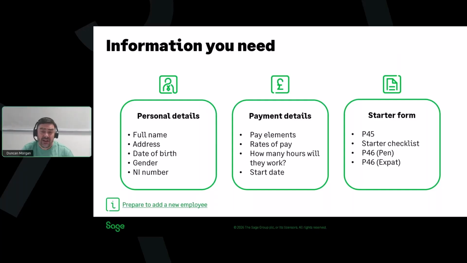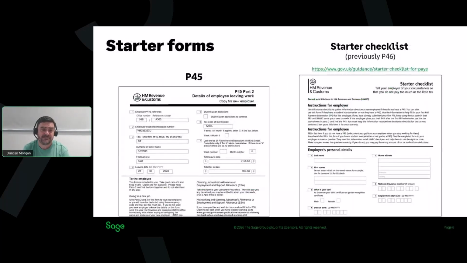So you're probably familiar with these forms. Here's a couple of images. So the P45 Part 2 is what the employee needs to give to you. You can also keep hold of Part 3. If they happen to give you Part 1, you would give that back to them, as that is their own copy that they need to keep.